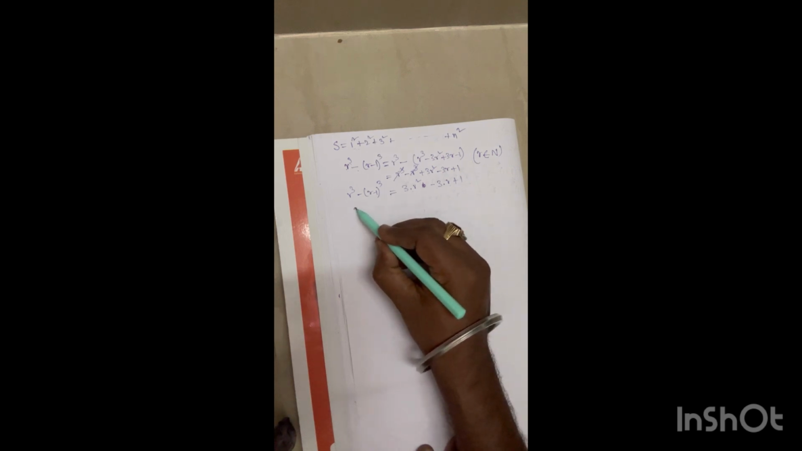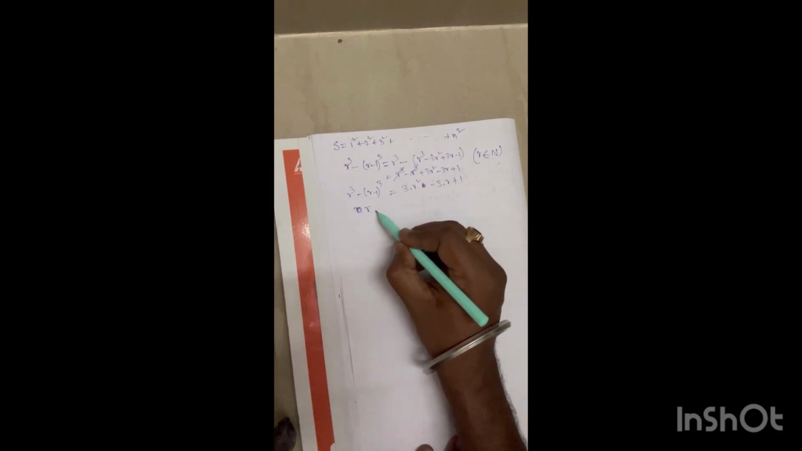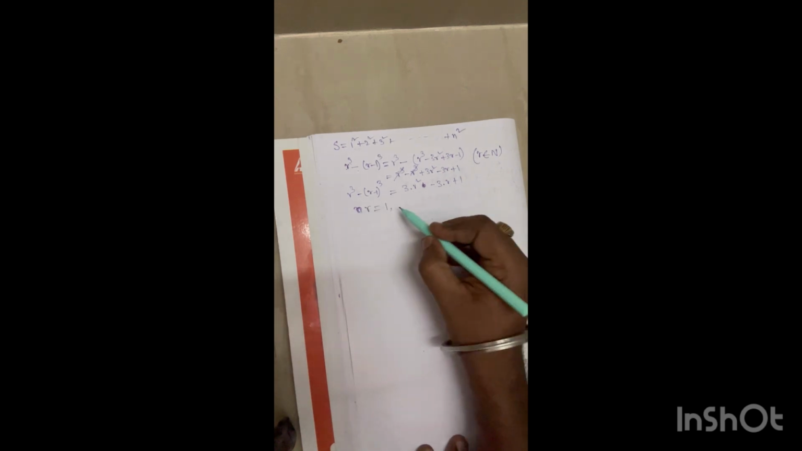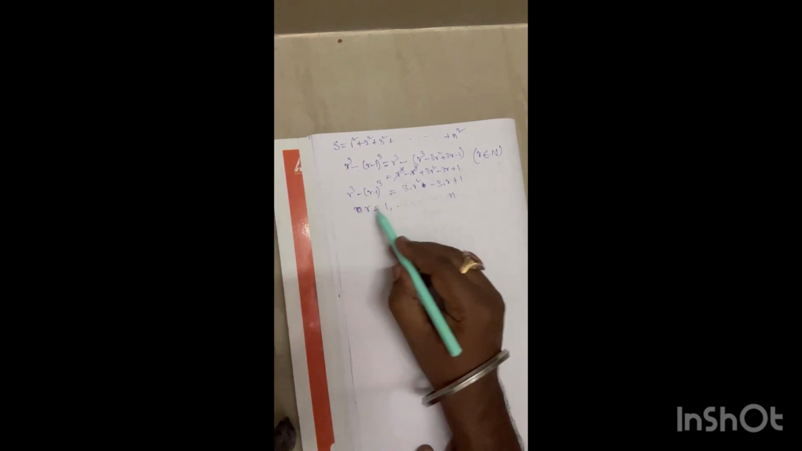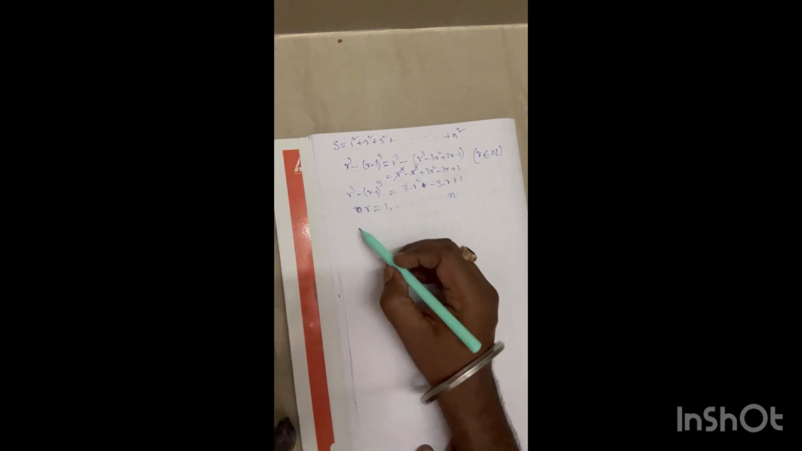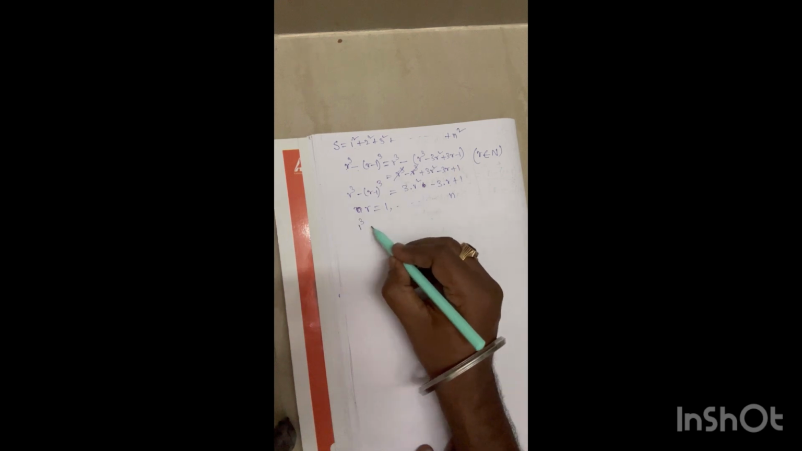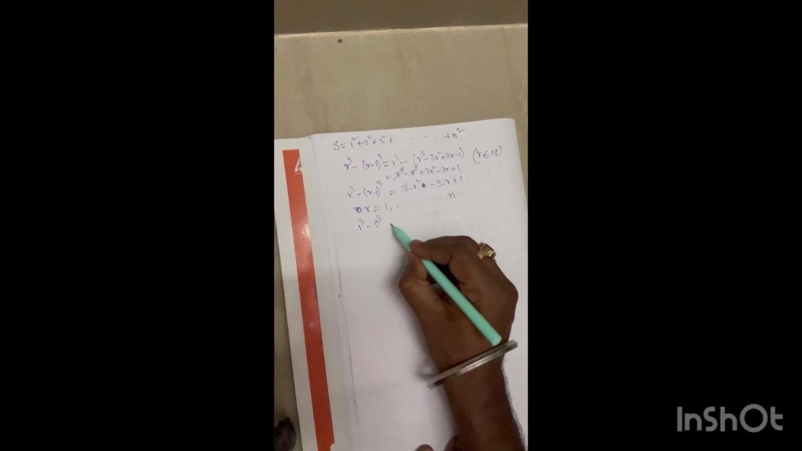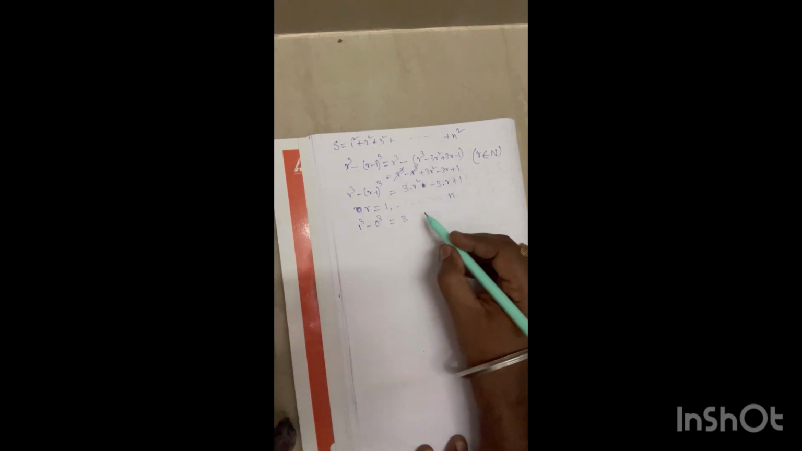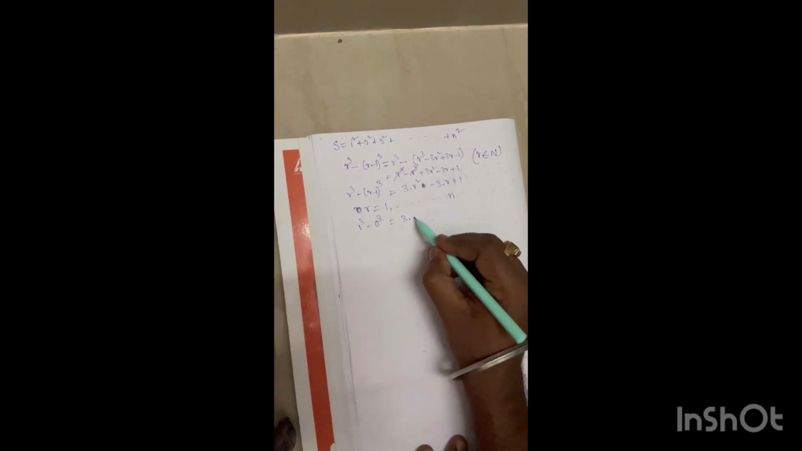What I will do next, I will put the r value starting from 1 consecutively up to n in each term. So first, if I put r is equal to 1, my term will come like that: 1 cube minus 0 cube is equal to, and I will not calculate the term here, rather I will put the thing as it is, 3 into 1 square minus 3 into 1 plus 1.